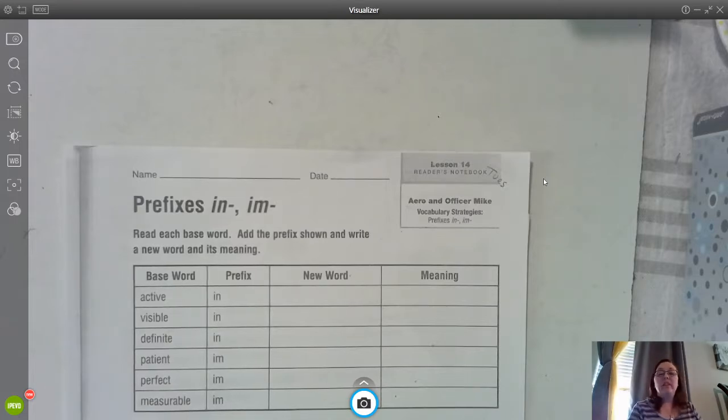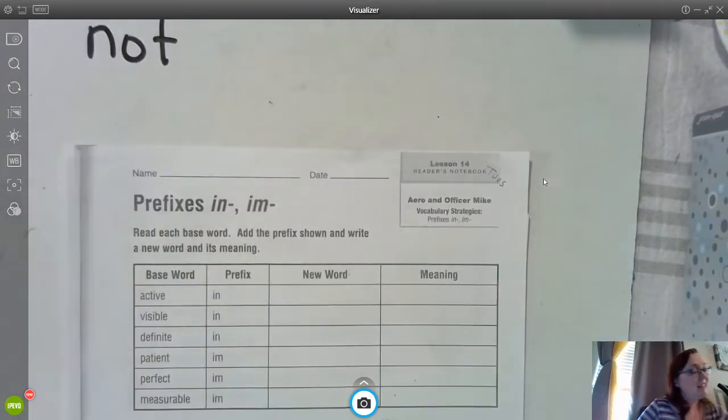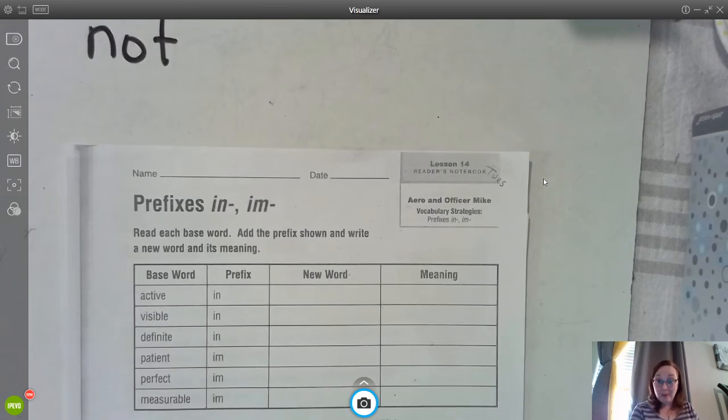We're going to work with IN and IM. Now, what do those prefixes mean? Fortunately, they both mean the same thing. They mean not. We have another prefix that we learned before this that also means not. Do you remember what that is? Take a second.